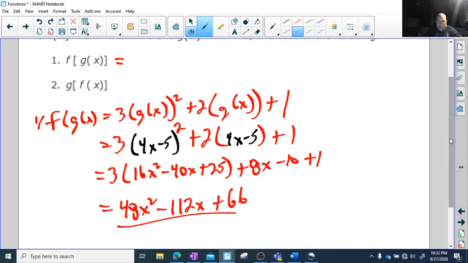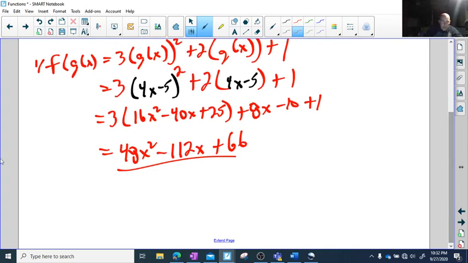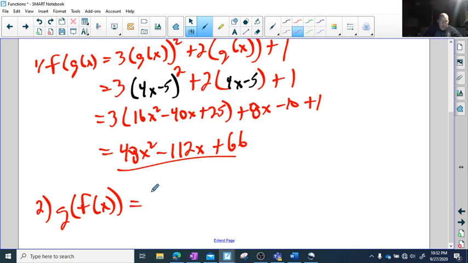Okay, let's do g of f of x. Number 2. G of f of x. So g of f of x wants me to take function g. Now function g was 4x. So g of x, just to remind you, g of x was 4x minus 5. So instead of x, we're going to put f of x in its place.